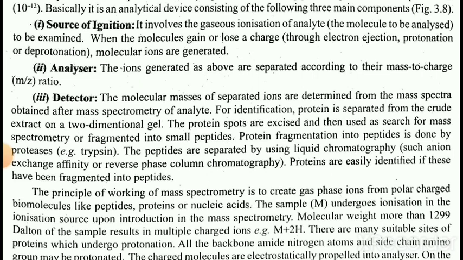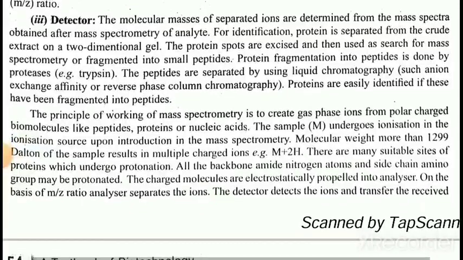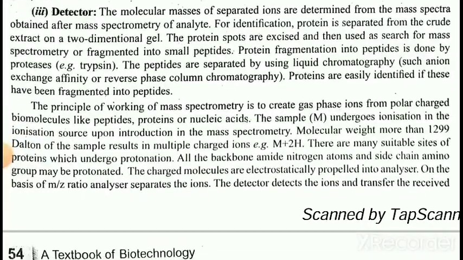The principle of working of mass spectrometry is to create gas phase ions from polar charged biomolecules like peptides, proteins, or nucleic acids. The sample M undergoes ionization in the ionization source upon introduction into the mass spectrometer. Molecular weight more than 1299 Dalton of the sample results in multiple charged ions, e.g. M+2H. There are many suitable sites of proteins which undergo protonation. All the backbone amide nitrogen atoms and side chain amino groups may be protonated.